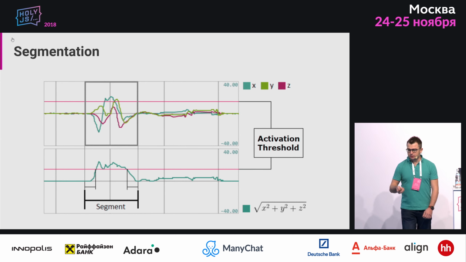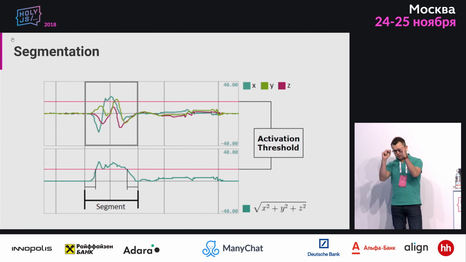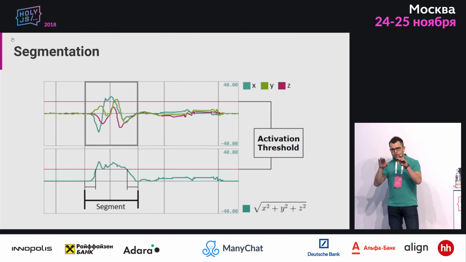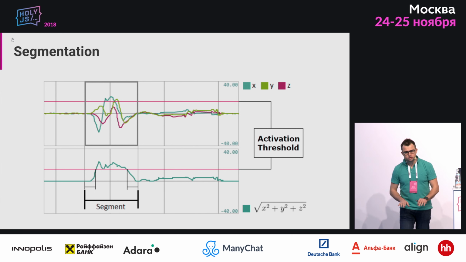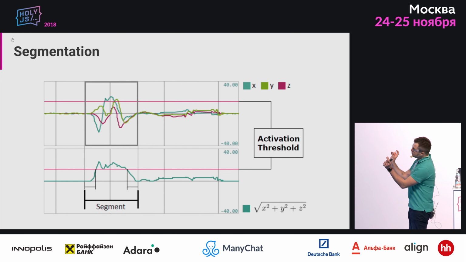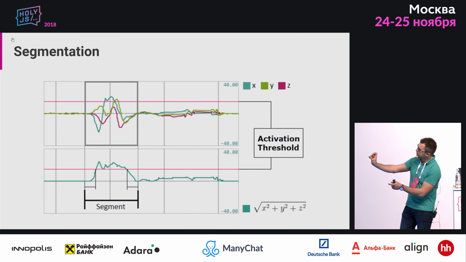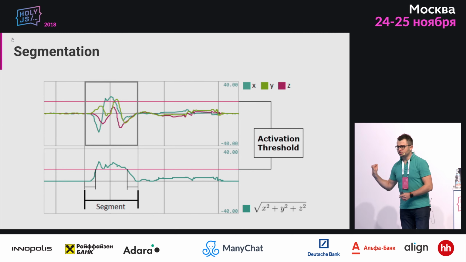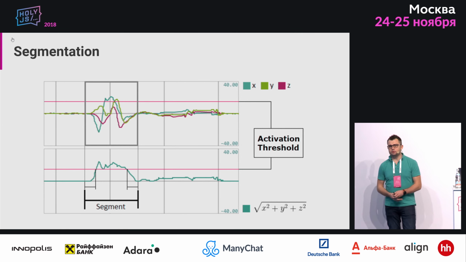So as you see in the example, if we are above a given threshold, we would pin this particular point as the start of the gesture. And if we fall below this threshold, we would say, okay, we are done, we know the segment, right? Also we can have some cache at the beginning and at the end of the signal, and this would represent our segment.